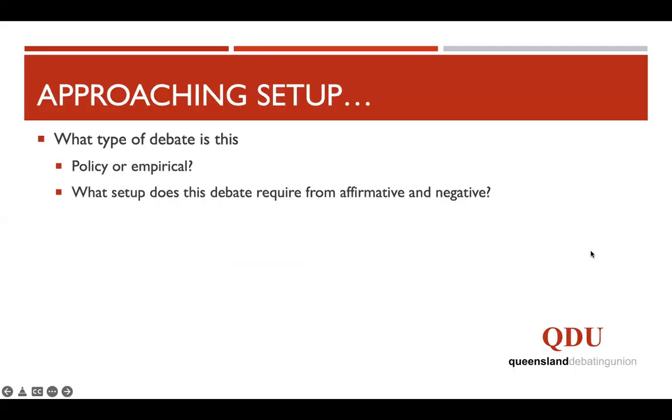Then let's take a look at some setup. So, in terms of approaching setup, the first question we want to answer is what type of debate this is. Is this a policy debate or a model debate, or is this an empirical or criteria debate?